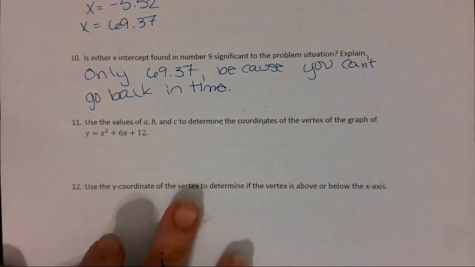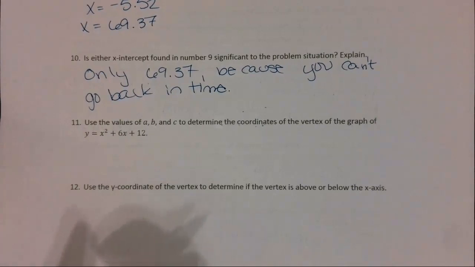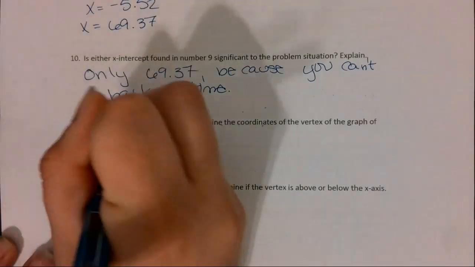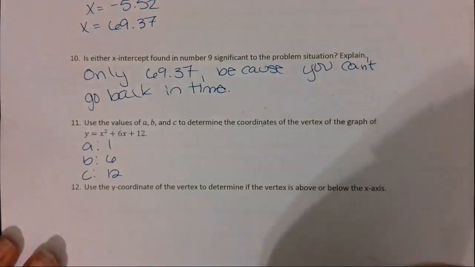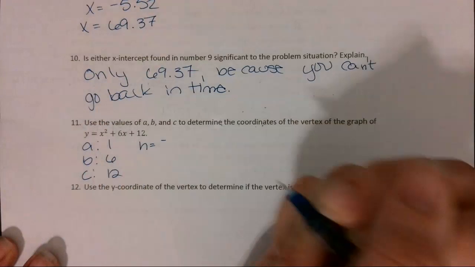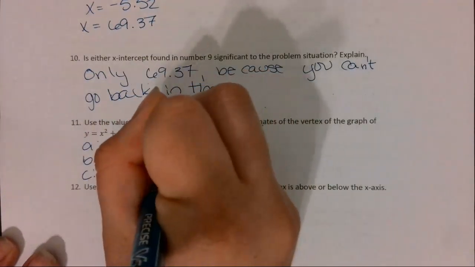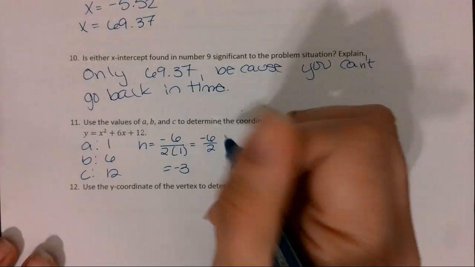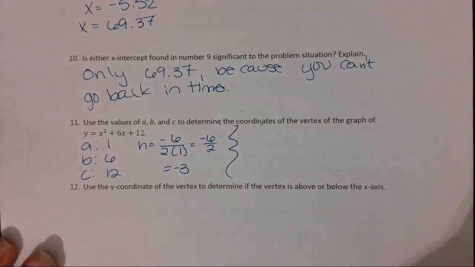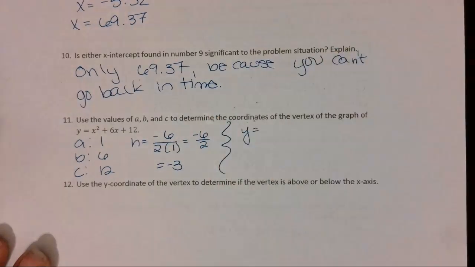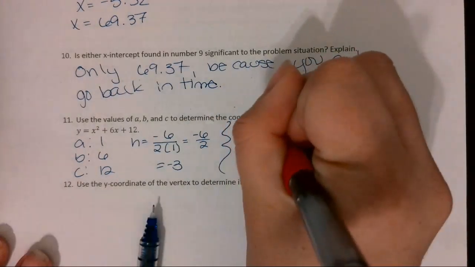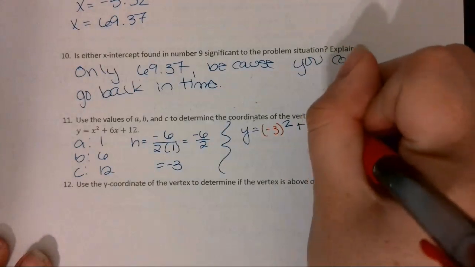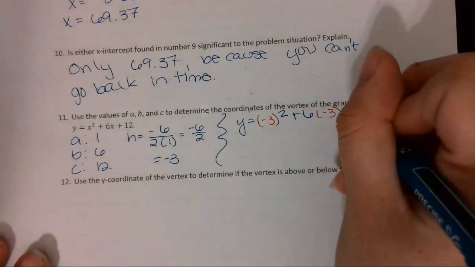On number 11, it wants us to use values of a, b, and c to determine the coordinates of the vertex of the graph. So we have to find a, b, and c. A is 1, b is 6, c is 12. Then I plug into h equals negative b over 2a. So my b was 6, a was 1. I have negative 6 divided by 2, which is negative 3. Then I want to go plug that back into the equation. So I have y equals negative 3 squared plus 6 times negative 3 plus 12.